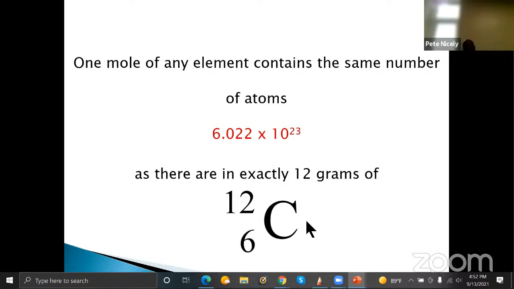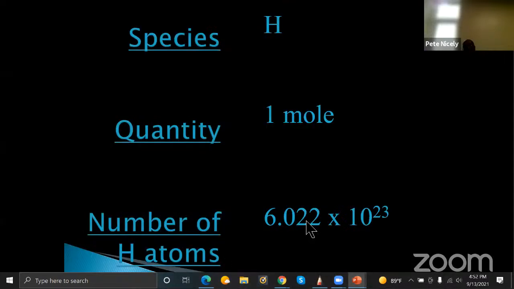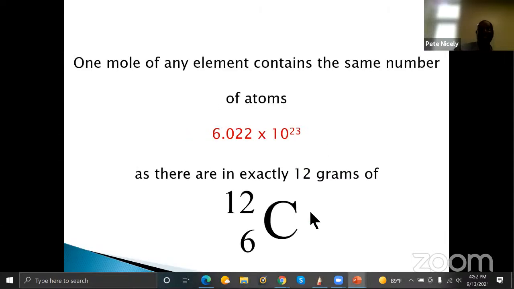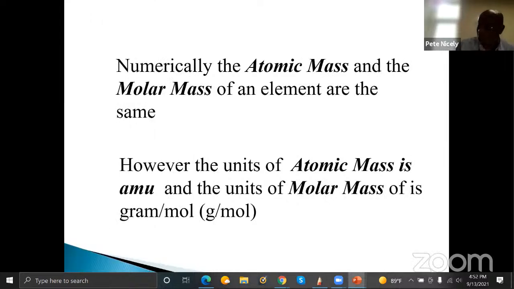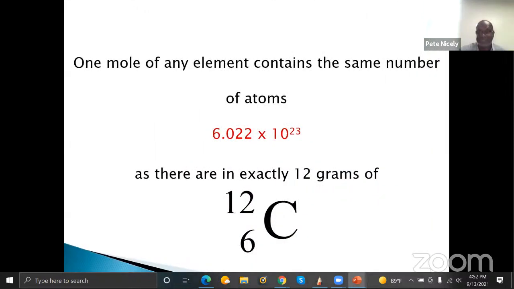So for example, if you go to the periodic table and you look up, let's say, the atomic mass of sodium. So let me write this, hold on, I'm sorry.